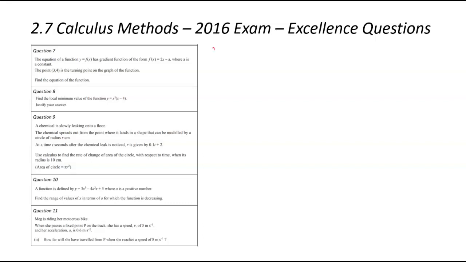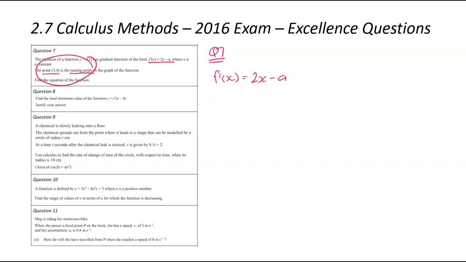So let's get straight into question number 7, and we've got a function with a gradient function of 2x minus a, and we've been told that the point (3, 4) is a turning point. Find the equation of the function. So we're going to first start off by writing down the gradient function. So f'(x) is equal to 2x minus a.